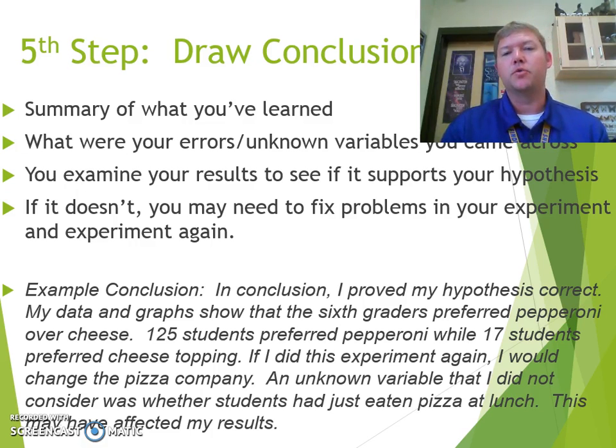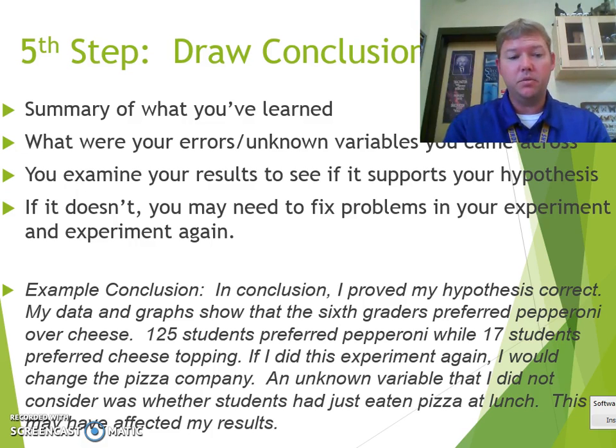Step 5 is the drawing conclusion step. This is a summary of what you've learned. This is what were your errors, what were the unknown variables that you came across that you didn't think about that could affect your results. You also examine your results to see if it supports your hypothesis. Did you prove or not prove your hypothesis? If it doesn't, you may need to go back and fix some problems in your experiment, and you may have to experiment again. Alright, so here's an example conclusion that I would write.